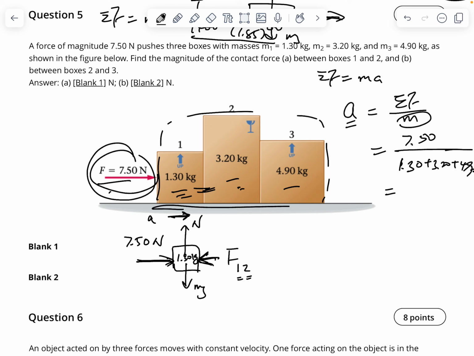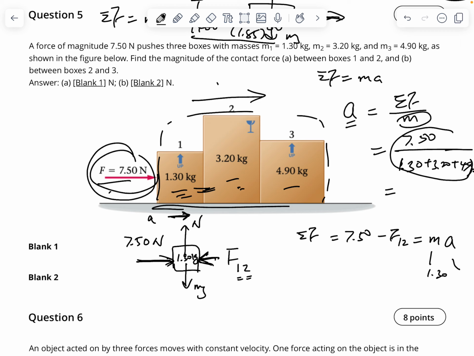Okay, so what we have here is the net force on object 1 equal to 7.5 minus F12. That's the net force in the horizontal direction, equal to ma, right? M here is 1.30. A here is this value, because the whole group here moves with the same acceleration. So you get the acceleration from here, and then you have this force, so looking for F12, from this equation you can figure out F12.